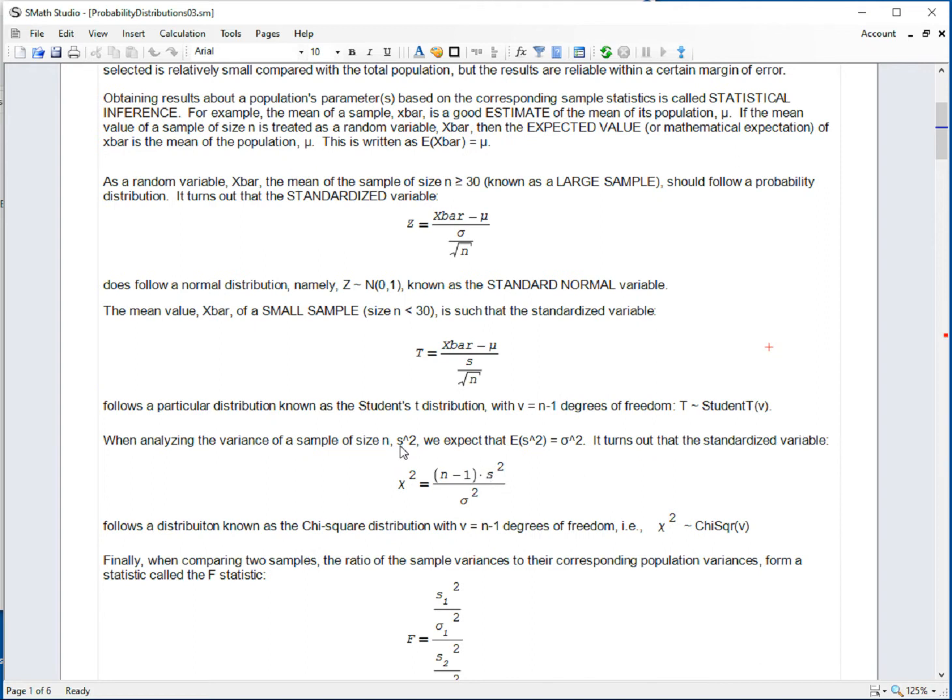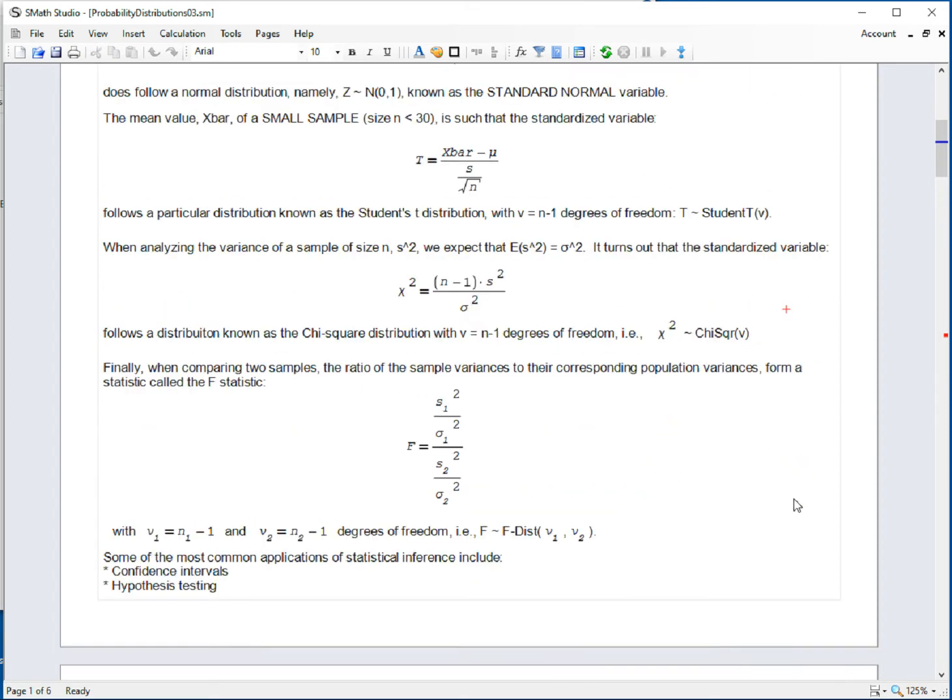If we analyze the variance of the sample s squared, the expected value is equal to the variance of the population. We can form a parameter called chi-square equal to n minus 1, multiplied by the variance of the sample, divided by the variance of the population. And that will follow a distribution called chi-square with a parameter nu that, similar to the case of the student distribution, is equal to n minus 1, and it represents the degrees of freedom of the distribution.